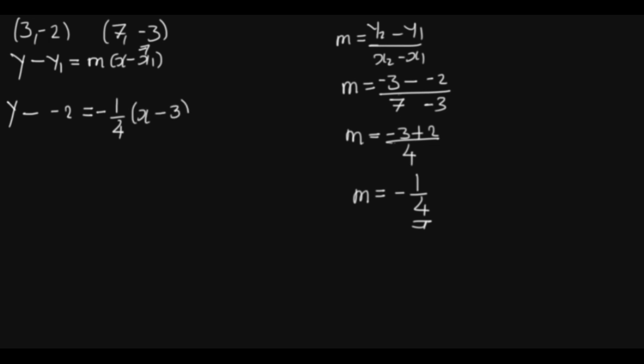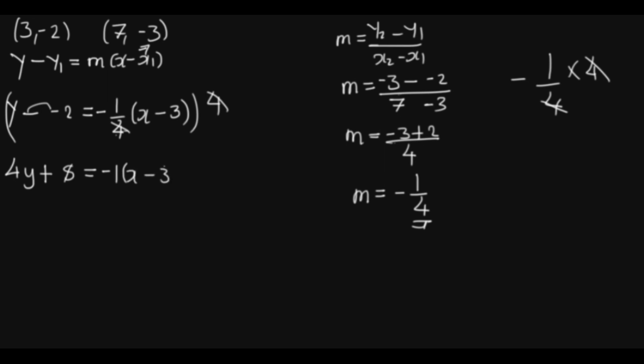and our x1 is 3. So we can get rid of the fraction by multiplying by 4. I'm sure by now you have seen the pattern. If you want to get rid of the fraction, you multiply the given number by the denominator of the gradient. So we first multiply 4 times y, 4y. Negative times negative, here we get positive 2 times 4, that is 8. Negative 1 over 4 times 4, this will cancel. So we have negative 1 times x minus 3.